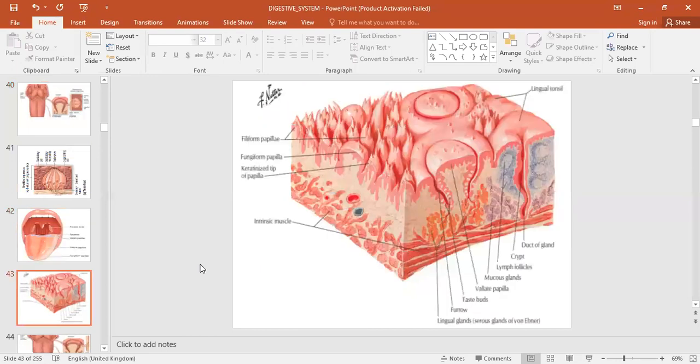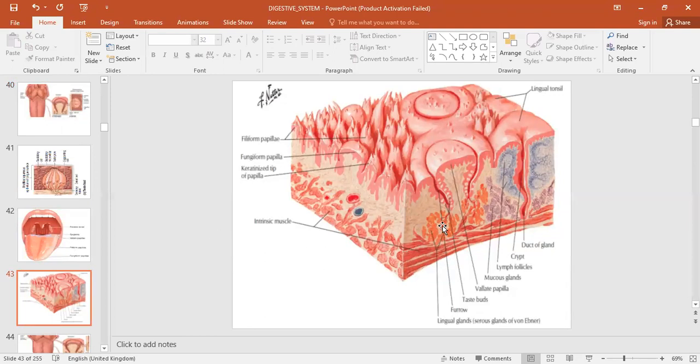Finally, we finish on the tongue. So what type of muscles are there? You see that on the surface, yes, it is stratified squamous epithelium, and there are these bumps or spots, what we call papillae. Then we have the submucosa. Then we have muscle now. So let's look at the muscles in the tongue.